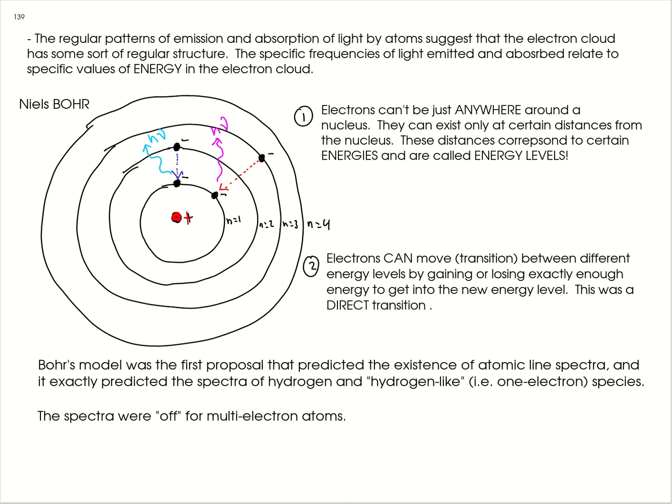In this video, we're going to talk about fixing the Bohr model to account better for how atoms actually behave. In the last video, we discussed that Bohr's model worked well for atoms that were basically like hydrogen. In other words, atoms that only had one electron in the electron cloud. But the spectra were off for atoms that had more than one electron.